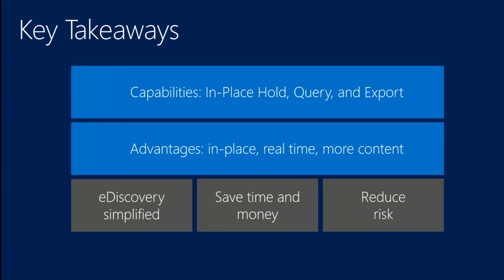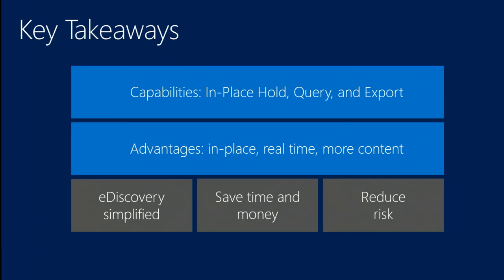The second advantage, real time, that means faster searching, get answers immediately. The content is up to date. So when you're doing your searches, you're able to get up-to-date data because you're just leveraging the built-in search system of Exchange and SharePoint. And content is always up to date. And then finally, more content. So we can preserve, search, and export OneNote files, web pages, Lync IMs, Lync meetings, and much more. We just handle all that content for you.